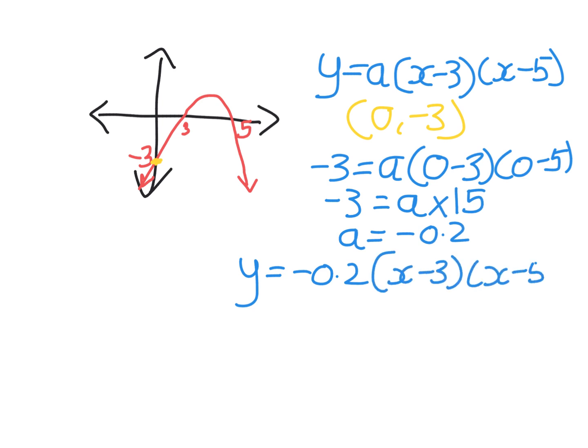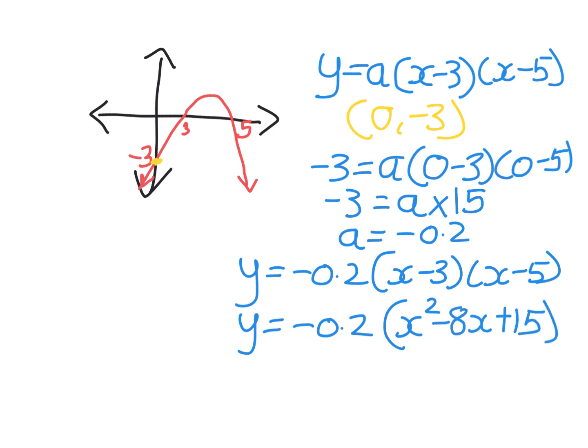So if I wanted to write this in expanded form, I'd leave the negative 0.2. I'd expand the brackets using FOIL. I'm hoping at this stage expanding using FOIL is really quick for you. Now multiply everything in the brackets by negative 0.2. Negative 0.2x squared, negative 0.2 times negative 8, negative 0.2 times 15. This is our final answer. If you started with this equation and graphed it, you would end up with that.